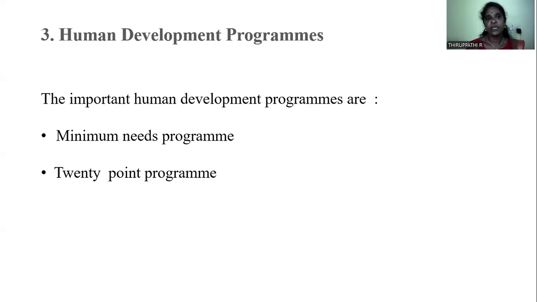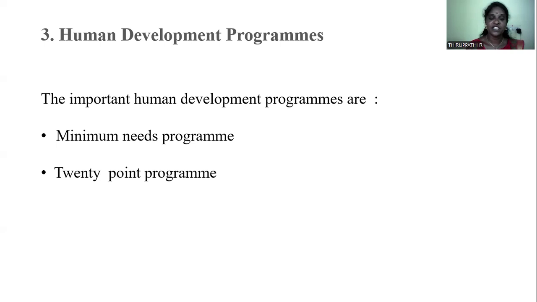The Human Development Program has been divided into two. One is the Minimum Needs Program and the other one is the 20-point program. The first one is the Minimum Needs Program. This program was introduced during the 5th five-year plan, but it was run vigorously during the 7th five-year plan. The aim of the program is to improve the standard of living of the weaker sections of the community. This program covers mainly rural areas, such as rural education, adult education, rural housing, rural health, rural water supply, rural electrification and others.